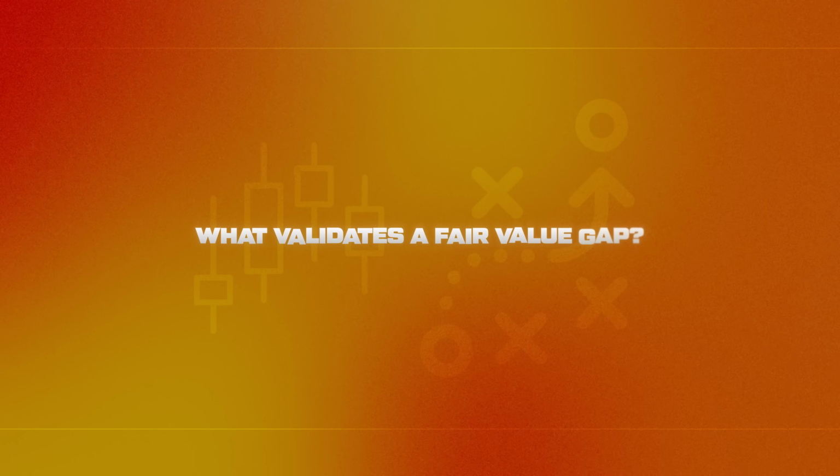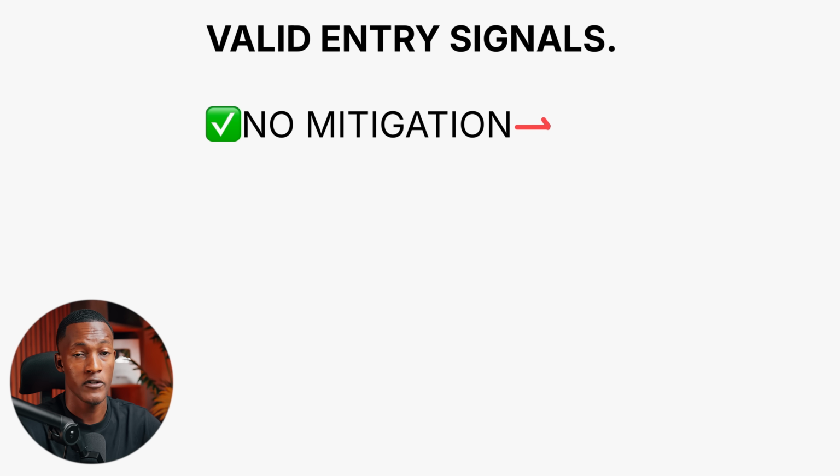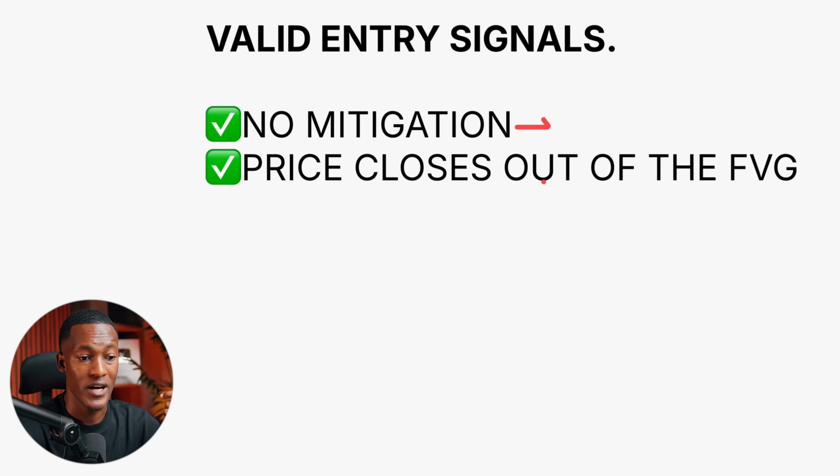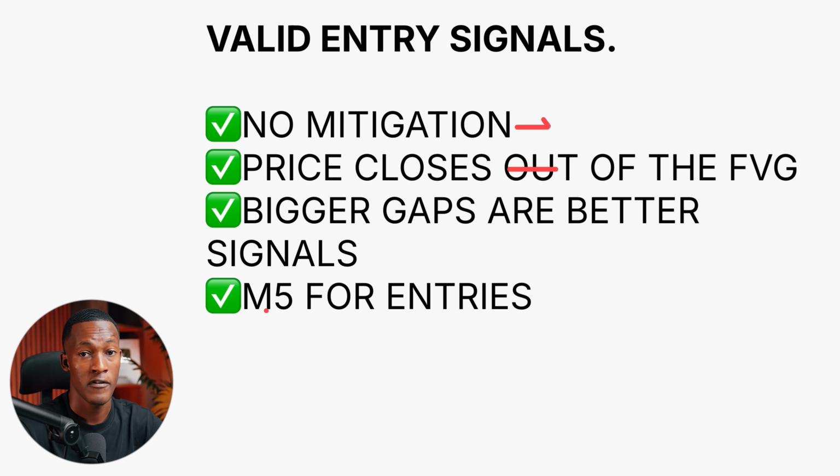Let's go. So this is what validates a fair value gap. Okay, so number one is we should have no mitigation, so the level shouldn't be tapped into, okay, because that's why you want to take your trade, and the price should close within the fair value gap. Okay, so it should close within, and I'll show you that in a minute. Okay, then bigger gaps are better signals, and I'll show you that, and then M5 for entries.